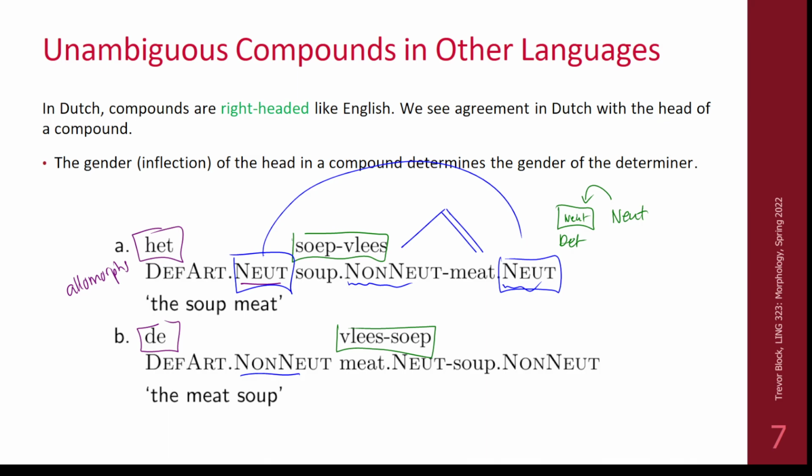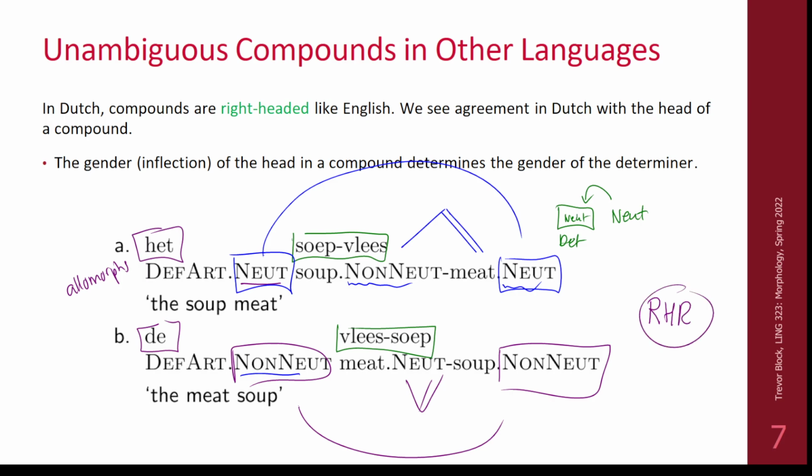And it's the same thing in the B example. Here, the head of the compound, meat soup, is on the right. It is non-neutral. We have a non-neutral definite article. So yeah, we can assume that the right side is the head there. And Dutch follows the right head rule much like English does. So heads are on the right side. So we can see inflection there as well, agreement, and how that works with compound heads.